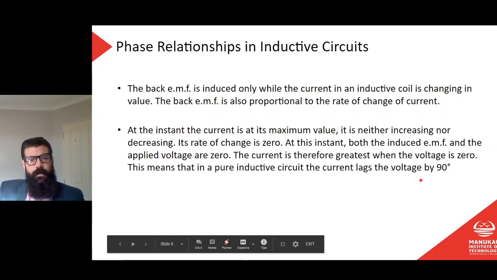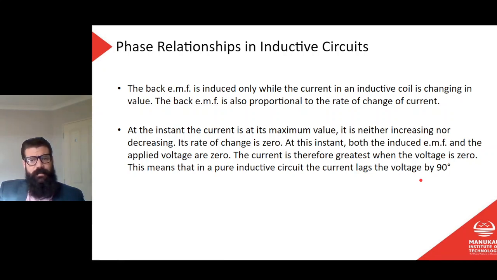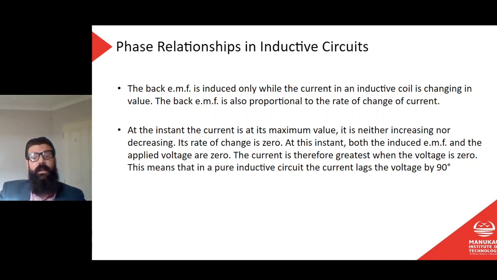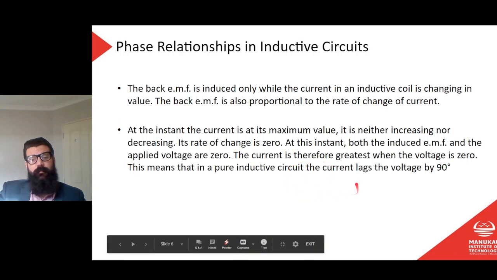A back EMF is induced only while the current in an inductive coil is changing in value. The back EMF is also proportional to the rate of change of current. At the instant the current is at its maximum value, it is neither increasing nor decreasing. Its rate of change is zero. At this instant, both the induced EMF and the applied voltage are zero. The current is therefore greatest when the voltage is zero. That means that in a pure inductive circuit, the current lags the voltage by 90 degrees.